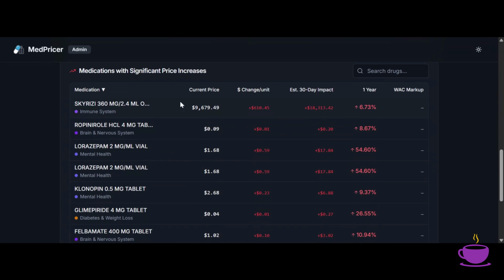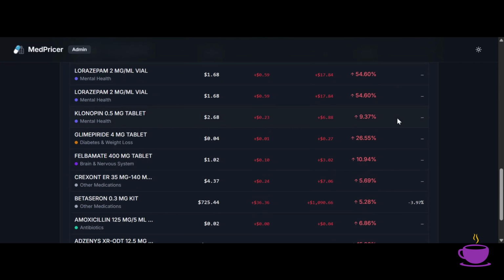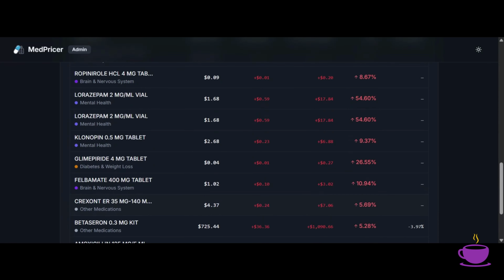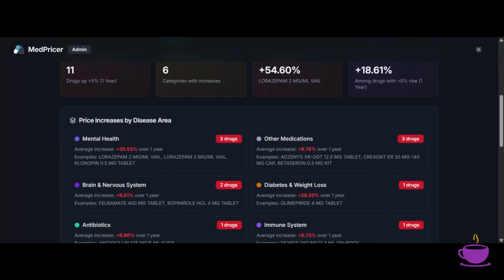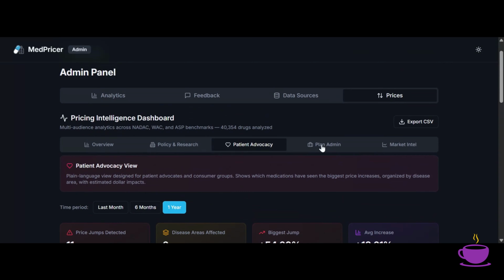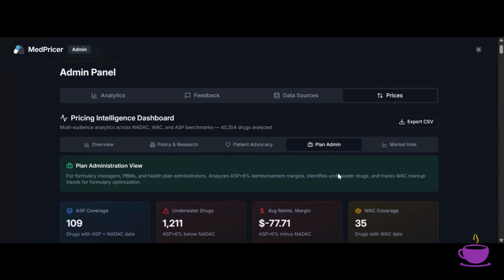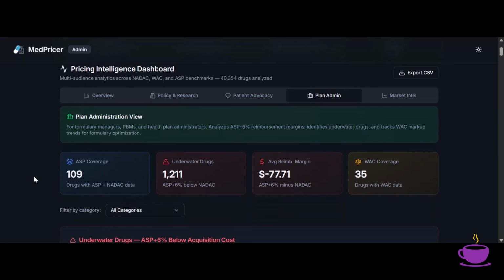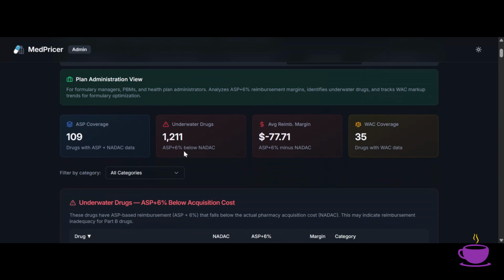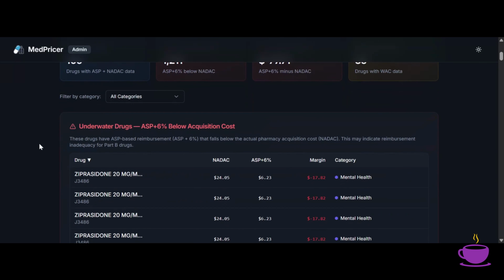So here we keep it in relatively simple financial terms: current price, price change per unit, 30-day impact, year impact, and WAC markup. Okay, this is for PBMs, a little more technical. Again, drugs that are underwater, which we define as ASP 6% below NADAC. Average reimbursement margins, again, the delta between the ASP and the NADAC. WAC coverage, ASP coverage. Underwater drugs here.